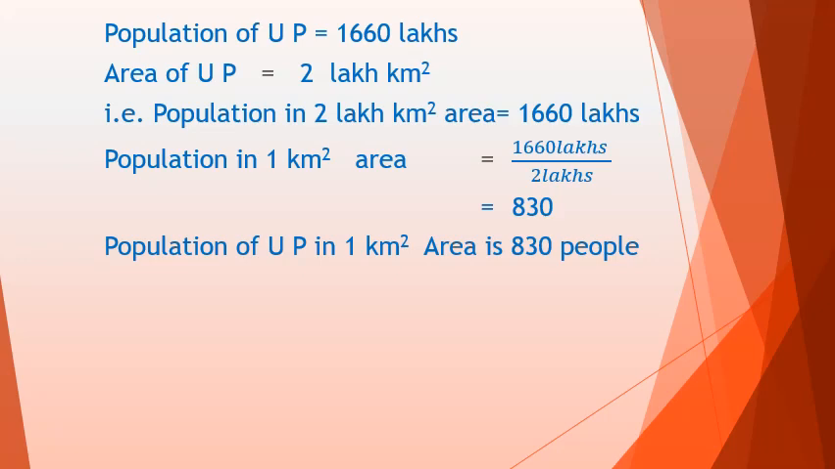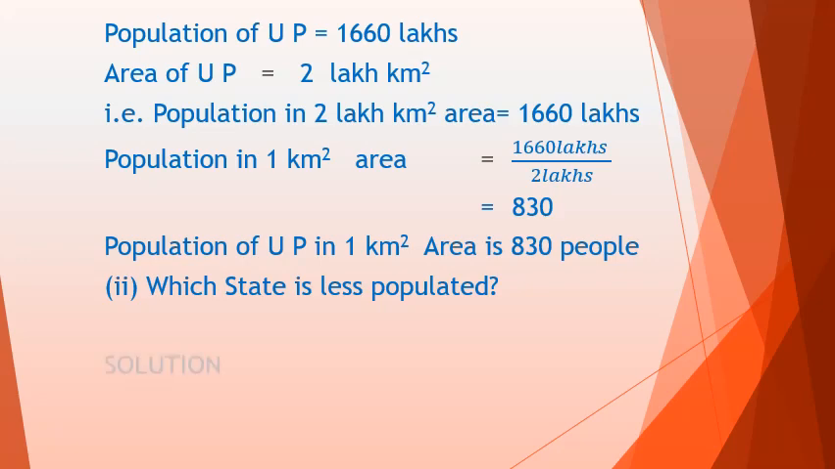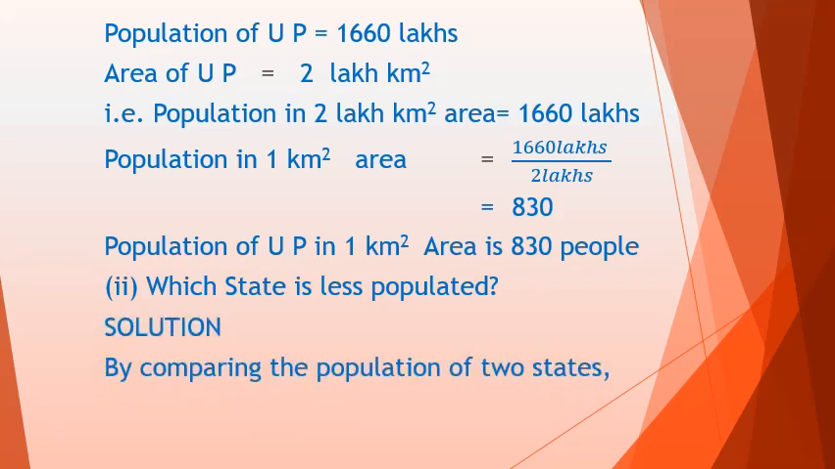So the first part of the question is over. We found that in Rajasthan in 1 kilometer square area 190 people are living, whereas in UP in 1 kilometer square area 830 people are living. Our second part of the question: which state is less populated? We know that 190 is less than 830. That means Rajasthan is less populated.